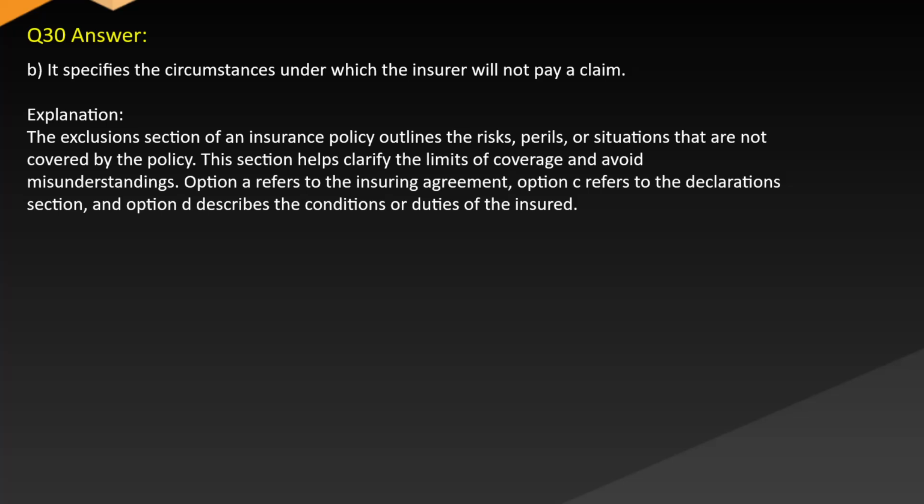Answer. B. It specifies the circumstances under which the insurer will not pay a claim. Explanation. The exclusions section of an insurance policy outlines the risks, perils, or situations that are not covered by the policy. This section helps clarify the limits of coverage and avoid misunderstandings. Option A refers to the insuring agreement, option C refers to the declarations section, and option D describes the conditions or duties of the insured.